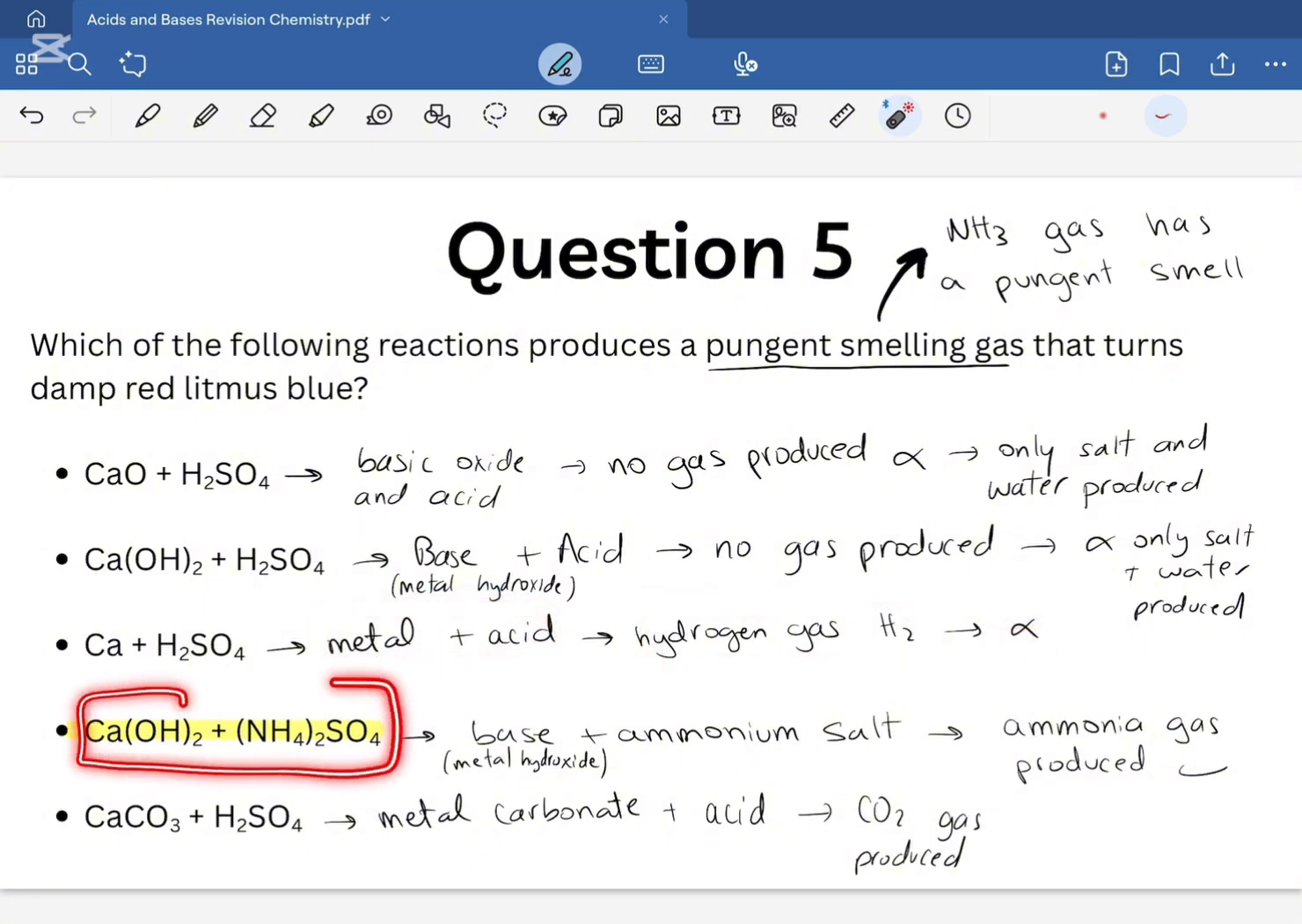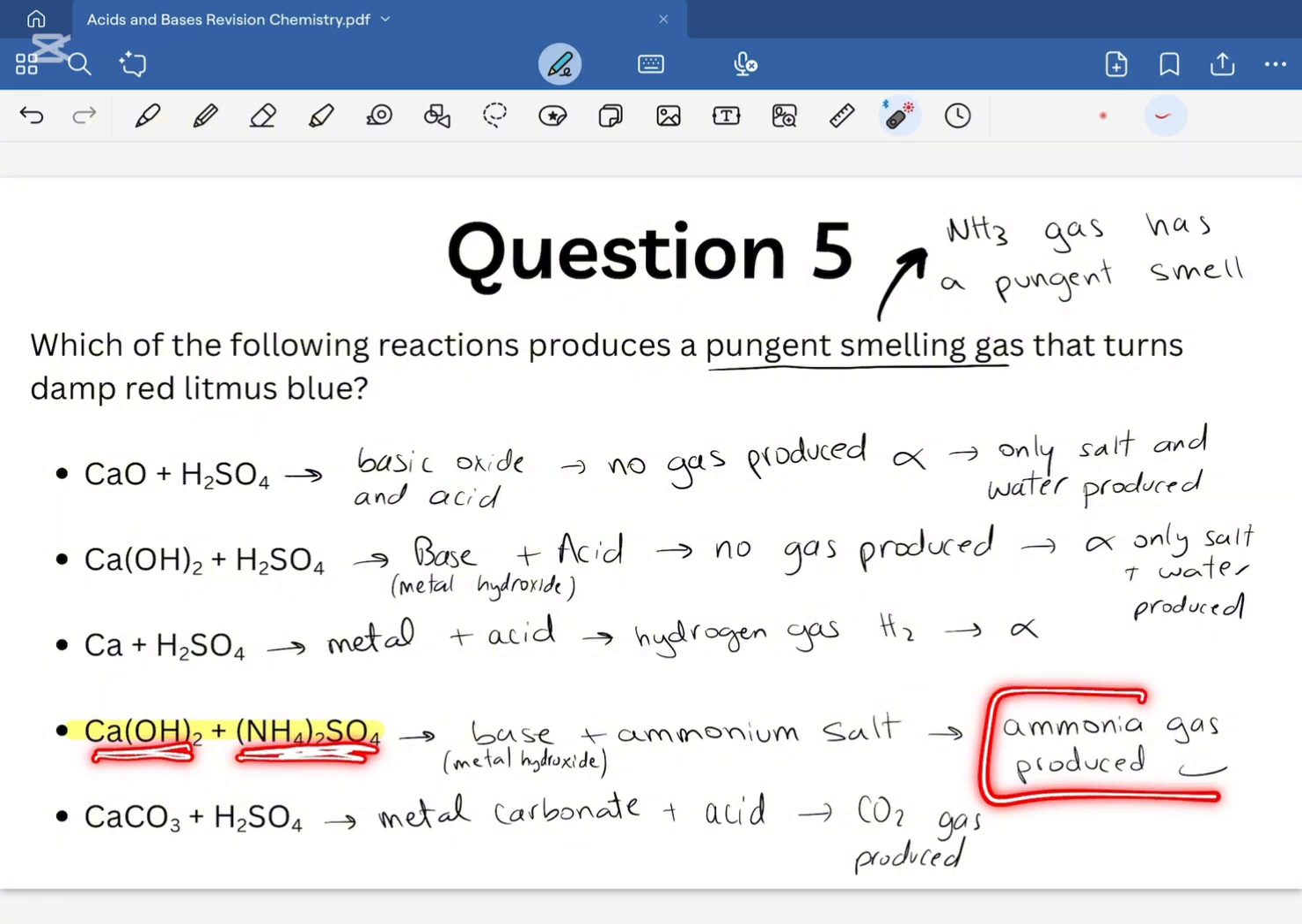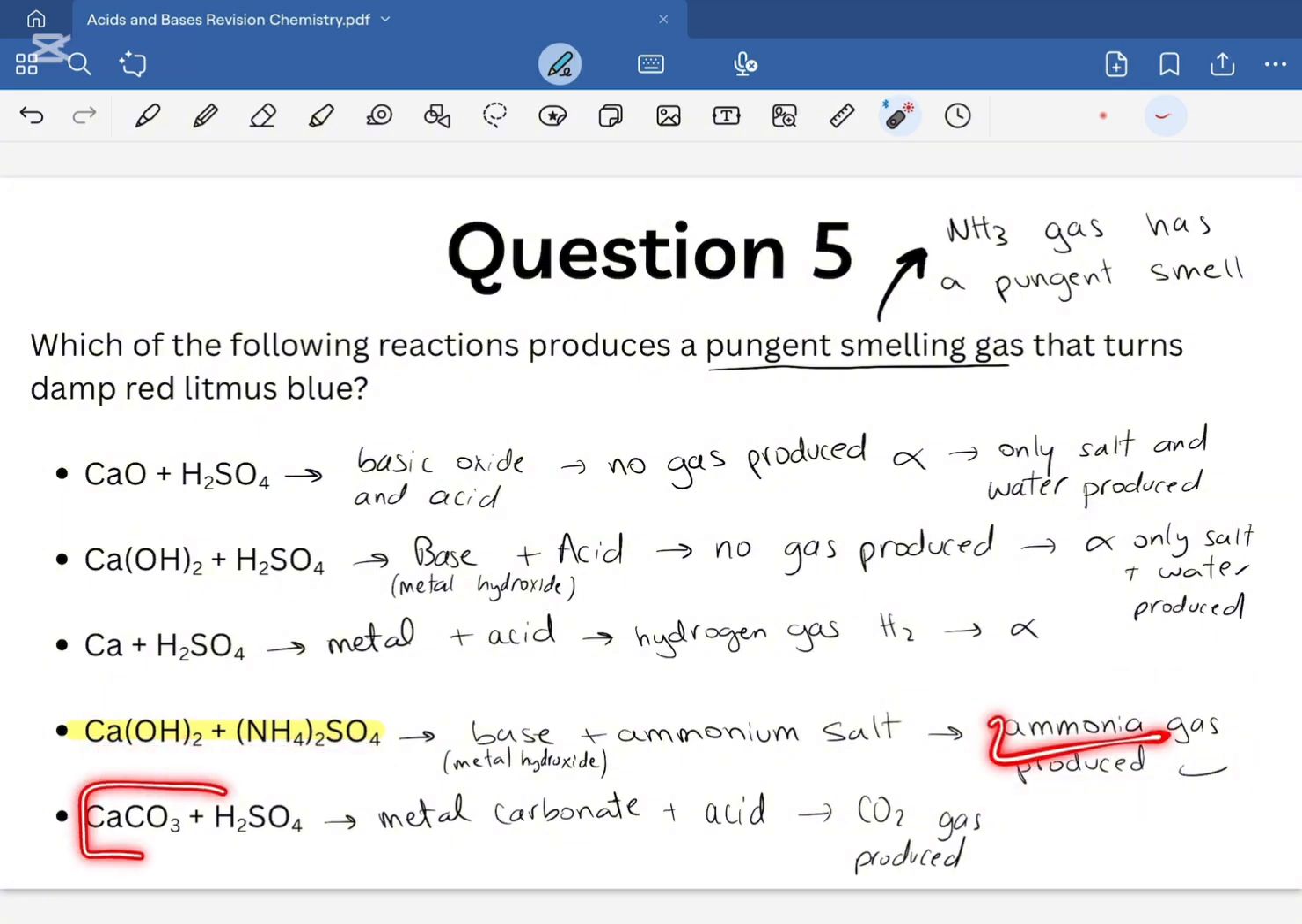For this one, when we react a metal hydroxide, a base, with an ammonium salt, we're going to get the ammonia gas, which is NH3. So this is correct. For the last one, when we have the carbonate ion, calcium carbonate, and we have an acid, then the gas produced is going to be CO2. So the only one that is correct is this one.